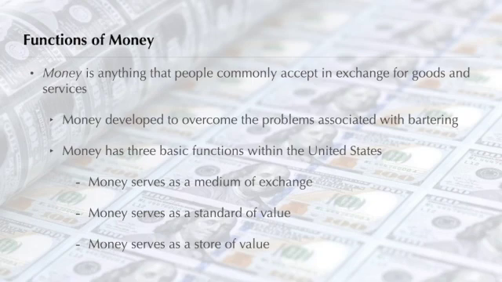How does money differ from barter? Money is anything that people commonly accept in exchange for goods and services. Money was developed to overcome the problems associated with bartering, such as those in the example of buying a jacket. In the United States, money has three basic functions, each of which makes it a more efficient system than barter. Money serves as a medium of exchange, a standard of value, and a store of value. Any item that serves any of these three functions is a type of money.